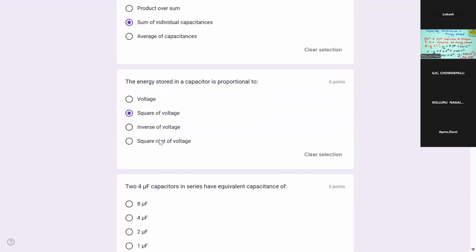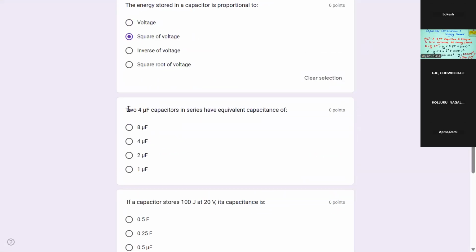Now we will move into the third one. 4 microfarad capacitors in series have an equivalent capacitance of, which one is correct? 4 microfarad capacitors in series. So just to find that, which one is correct?